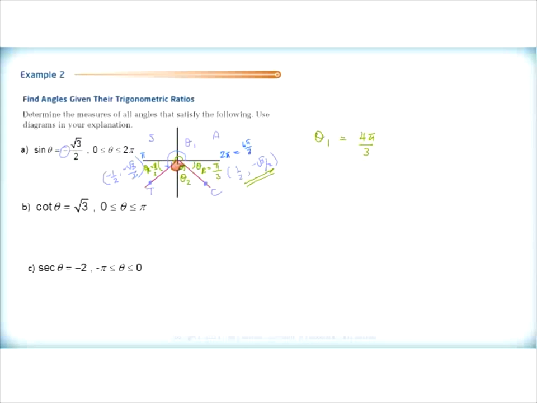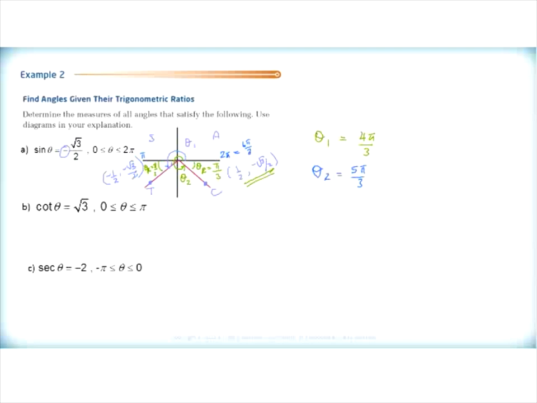The second value of theta, which is this one right here, if we were to rotate all the way around, we would be at 6 pi over 3. That would be one complete rotation. But we're not all the way around here. We're 1 pi over 3 less than 6 pi over 3, which is going to be 5 pi over 3. There are my two values of theta, where sine theta is equal to negative root 3 over 2. And there are two answers between 0 and 2 pi.